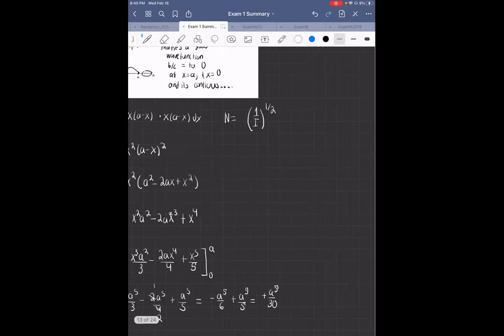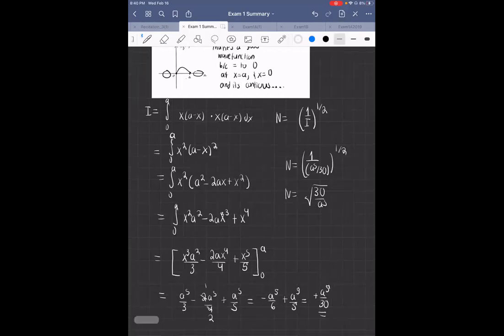And then we got our integration. So we just solve for n. Should be 1 over a to the fifth over 30, to the 1/2, and our normalization constant is equal to the square root of 30 over a to the fifth.